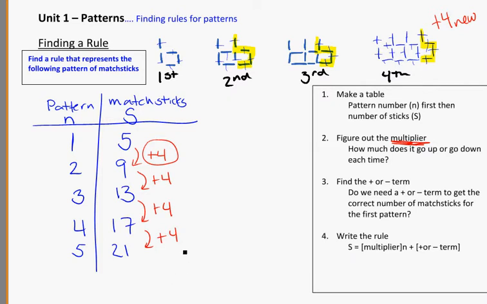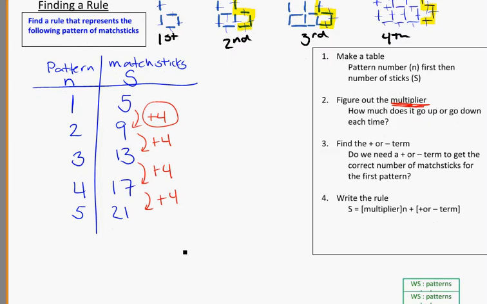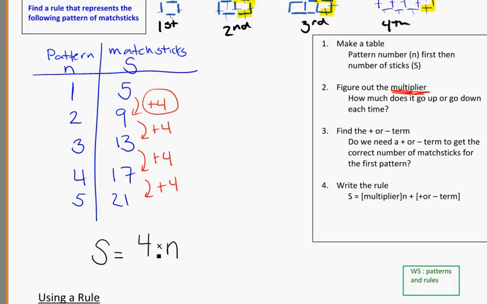So what we do for our basic rule is we'll start writing it out like this. We're going to say the number of matchsticks, which is S, is going to be equal to the multiplier, which we found so far to be 4, times the pattern number. And now we've got to figure out if there's anything else we need to add to that rule to make it work each time. So I might write this out just to the side so we can see what's going on here.